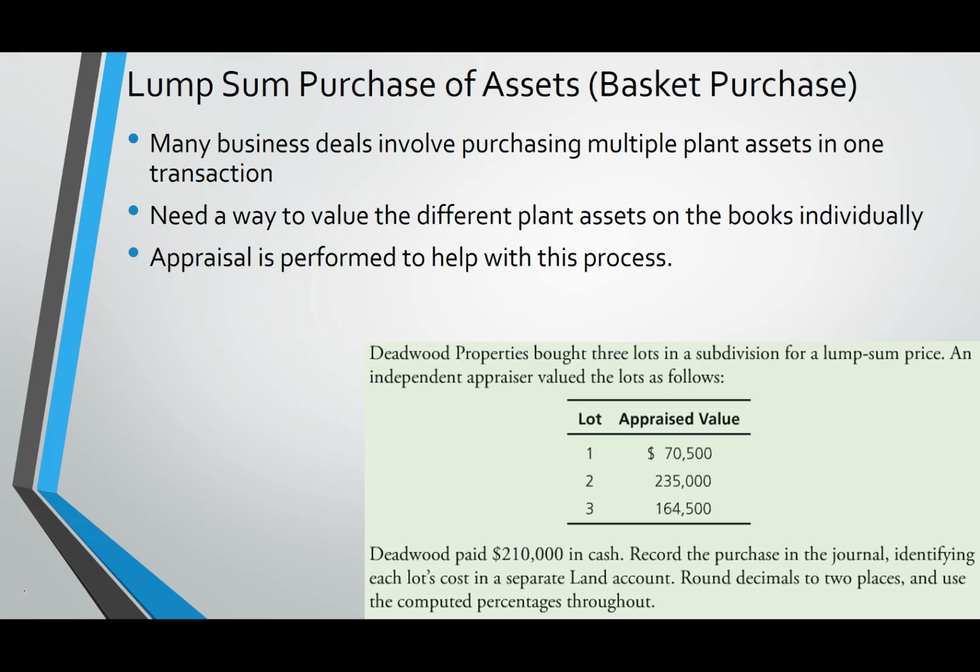Okay, this is a pretty simplistic issue to deal with. The first step would be to add up all of the appraised values. So I'm going to add up the 70,500, the 235, and the 164.5. That comes out to be 470,000. And then what we have to do is divide each of the lots by the total. So we're going to divide all of the lots by the 470,000. If we take the 70,500 by the 470, that comes out to be 15%. 235 divided by 470 is 50%. And the 164.5 divided by 470 comes out to be 35%. Obviously, we add all these up, they come out to be 100%. It has to equal that.